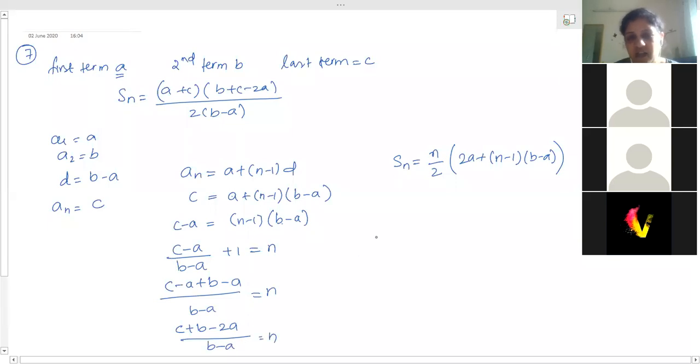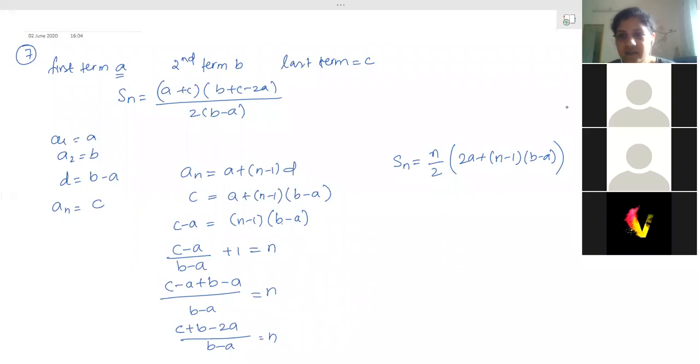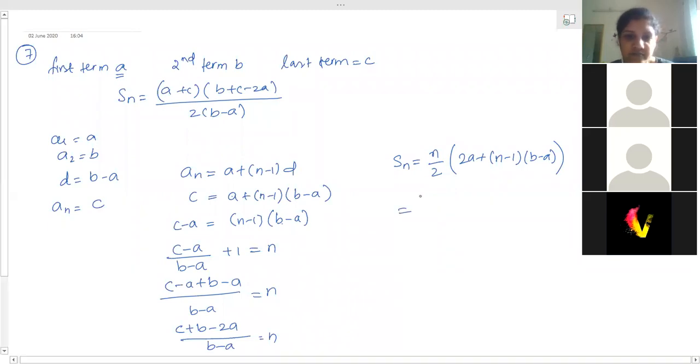Now substitute this value here. Somewhat complicated, but okay. (c plus b minus 2a) by 2 into (b minus a). This denominator 2 will come with it. Then 2a plus (n minus 1) into d is the value here. If we find out (n minus 1) into d, because here this is d, the (n minus 1) into d value is, this a will go that side, c minus a. So this is c minus a, you can directly write it.